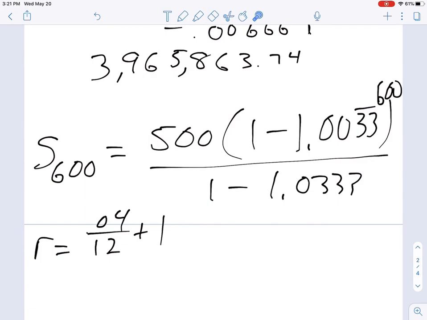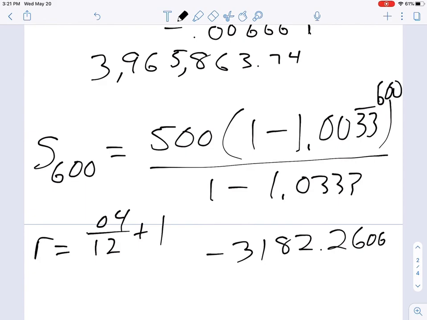Okay, so I'm going to take that decimal, 1.00333333, and take that to the 600. Okay, that equals 7.3. Very different from what I had. So I'm going to take 1 minus that answer, 7.3645, whatever. Okay, I get negative 6.36. Okay, times 500. Good. So my numerator looks like this now. Negative 3182.2606, something like that. Okay.